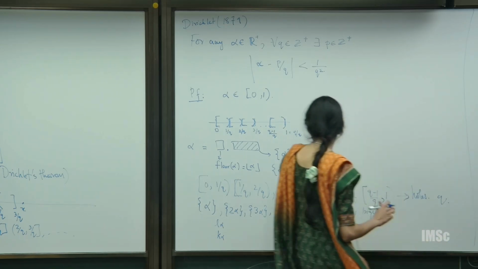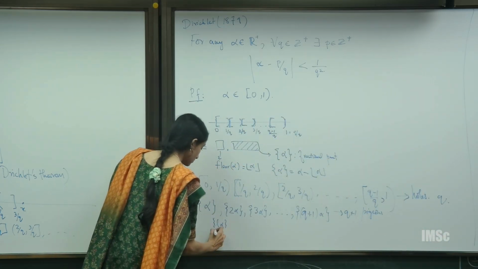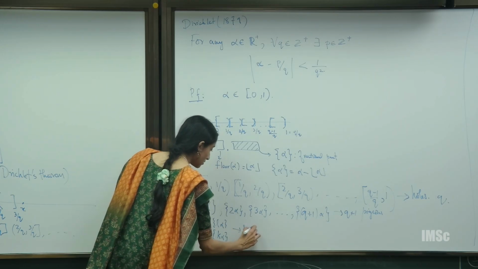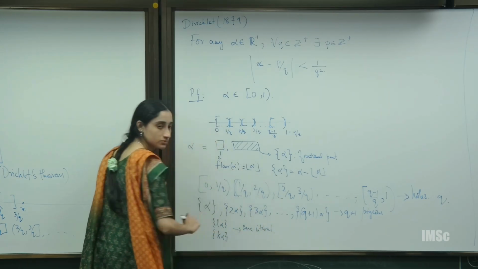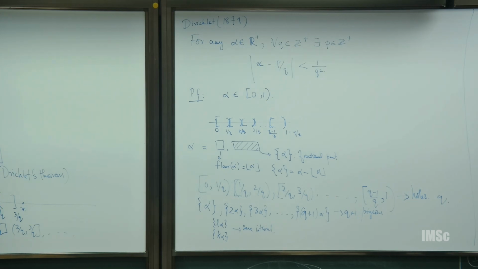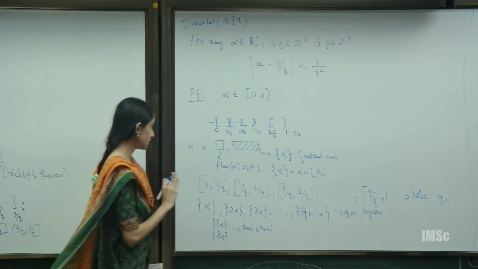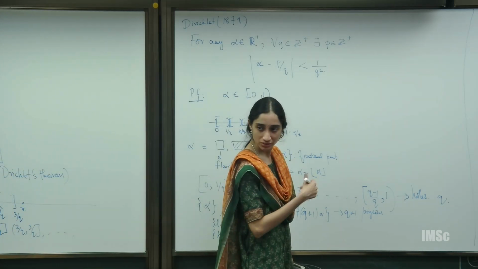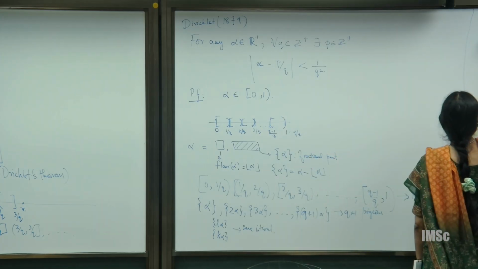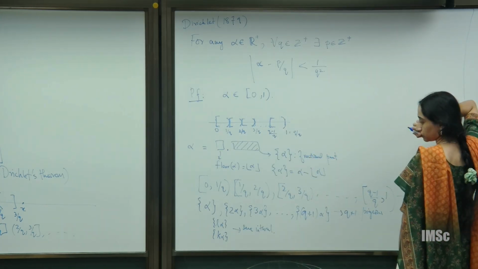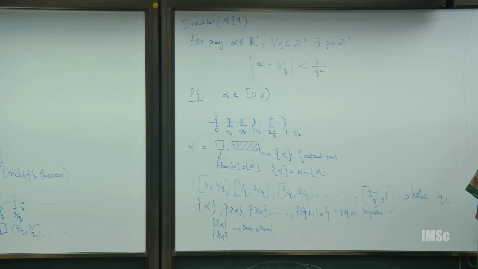So this is the maximum. These are in the same interval, right? Two of them. Is that okay? By now you should have guessed what is going on. So what is this? L alpha. Okay.